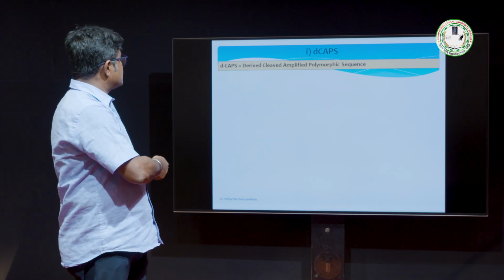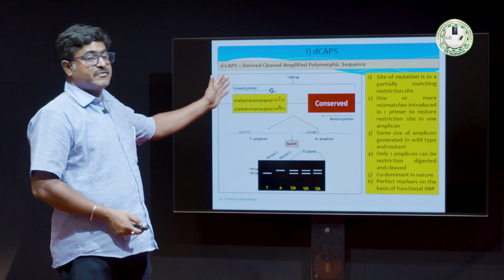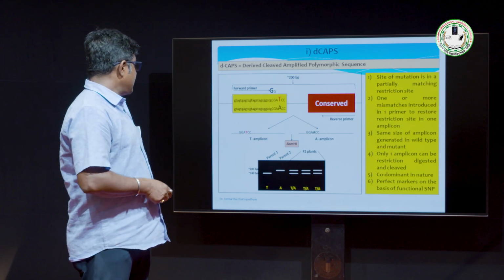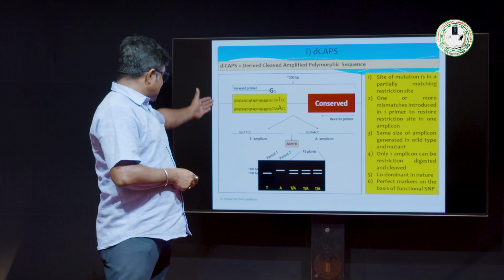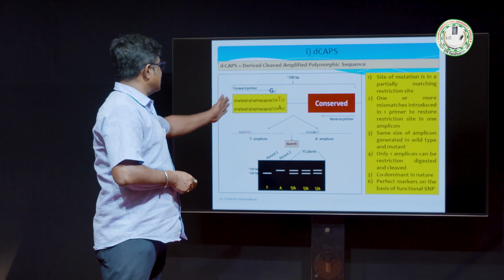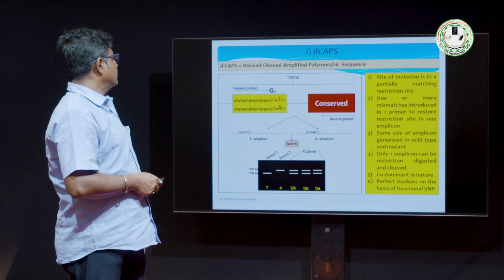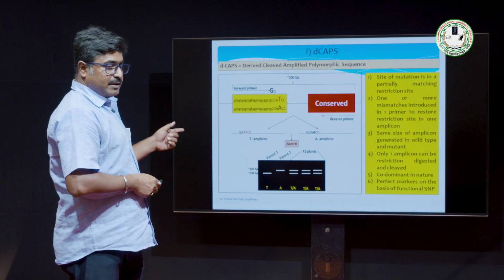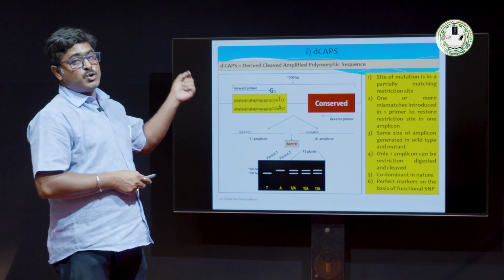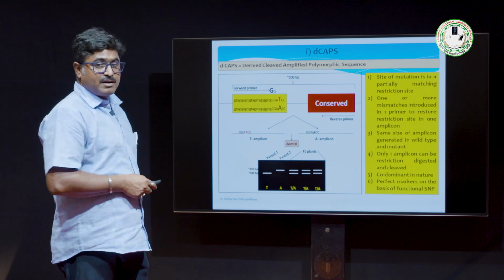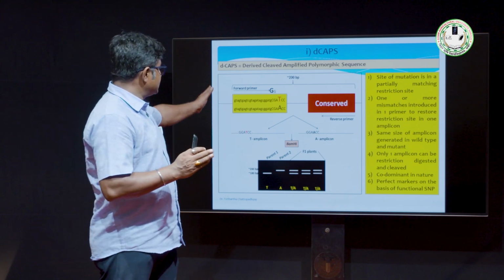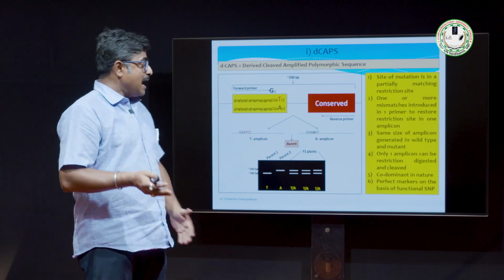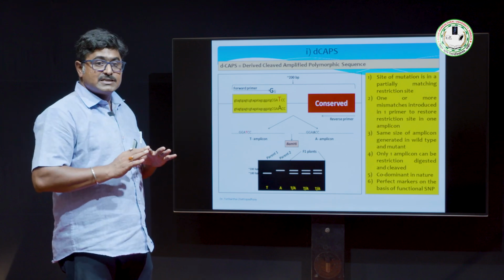So this technique becomes dCAPS, or derived cleaved amplified polymorphic sequence. Here you can see the sequence CGA-TCC has been changed to CGA-ACC. Here what we do is simply incorporate one or two mismatches in the primer, so that in one case we get a restriction site recovered, and in the second case the restriction site is not recovered.